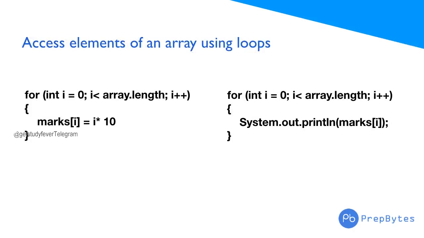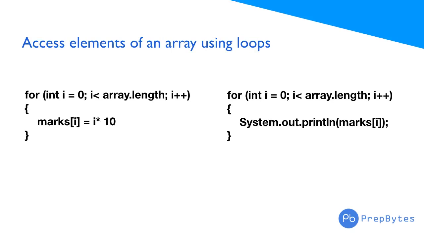So let's say I have to assign some values in the first case, right? So we are accessing elements of an array using loops. We will have an array that starts from 0 and goes till n minus 1. So as you can see, the loop ends even before i is less than array.length, because we want our loop to run from 0 to array.length minus 1. And instead of putting some constant number inside the bracket, we are putting i.